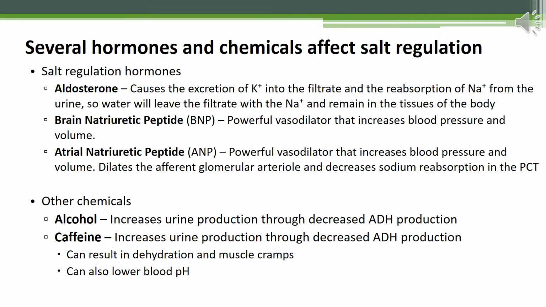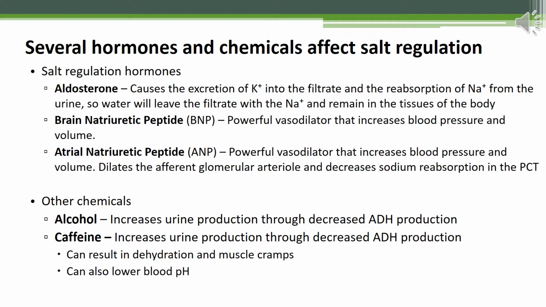And here are a couple chemicals which people commonly ingest that can affect salt regulation. The first of these is alcohol, which leads to an increase in urine production as it causes a decrease in ADH production. And this is the reason why drinking can cause you to urinate more than you normally would. And then finally there's caffeine, which increases urine production also through decreasing ADH production. And this decrease in ADH production can result in dehydration and muscle cramps.